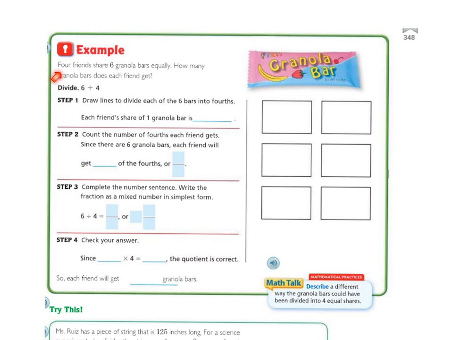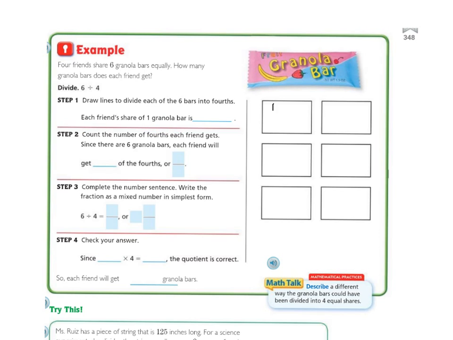Let's look at another example. 4 friends share 6 granola bars equally. How many granola bars does each friend get? So we're going to have 6 divided by 4. Step 1, let's draw the lines to divide the 6 bars into fourths. Because I have 1, 2, 3, 4, 5, 6 granola bars, and we're going to divide them into 4 parts. So each friend is going to share 1/4 of a part.